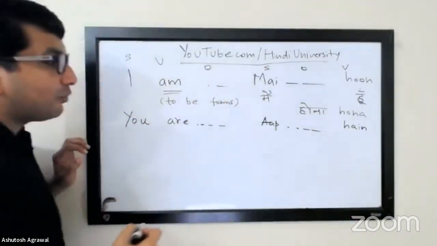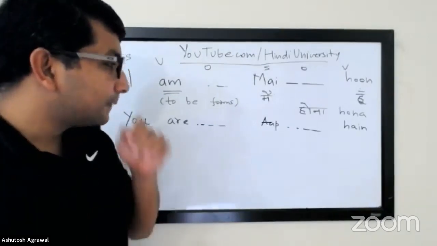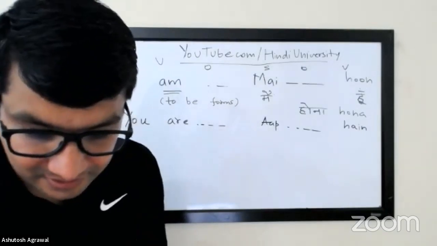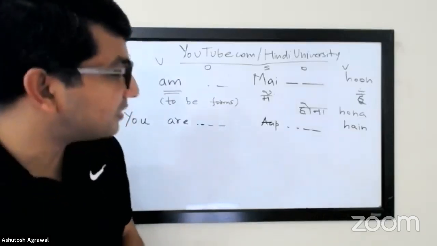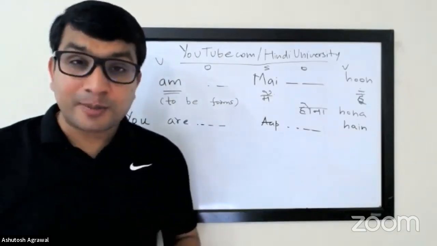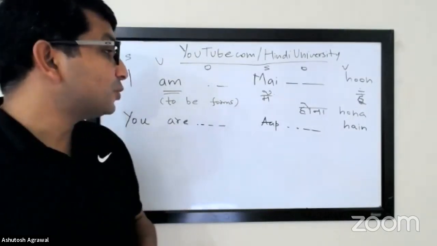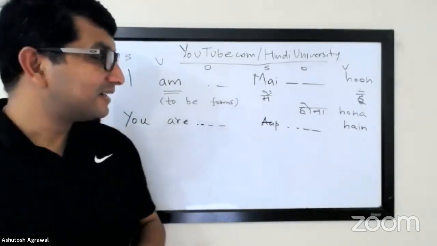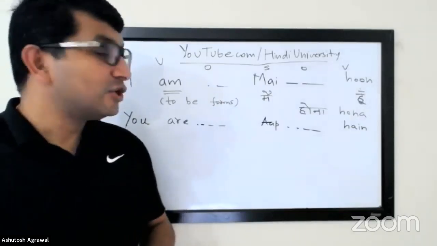So, what are some examples? You are a soldier. How will you say that? I think I hear some noise, but maybe you can be a little bit louder. How will you say it? Aap soldier hain. Oh, very good. Okay. How will you say, you are a runner? Aap runner hain. Very good. Okay. You are a painter.